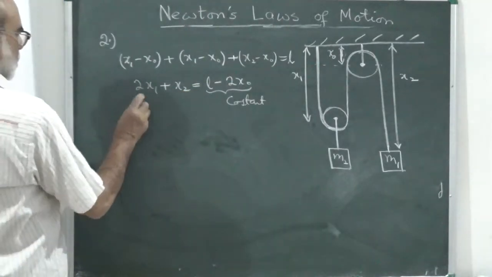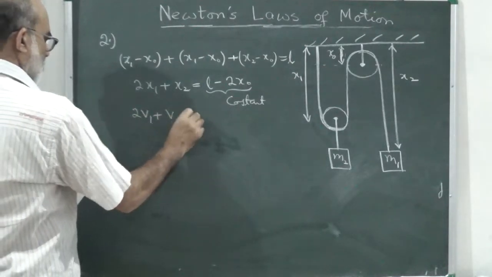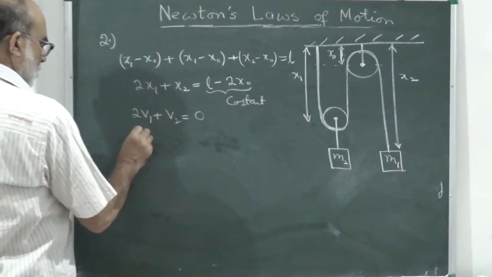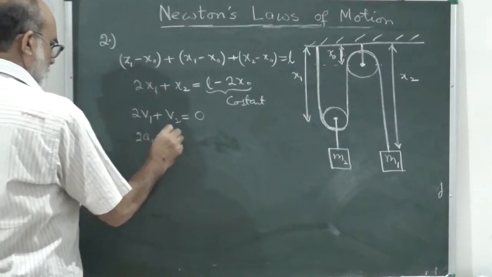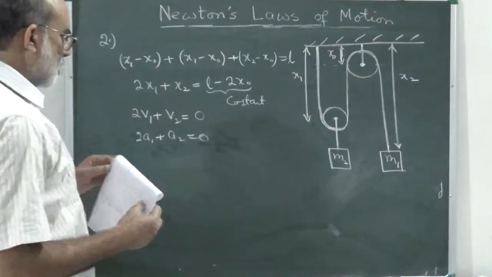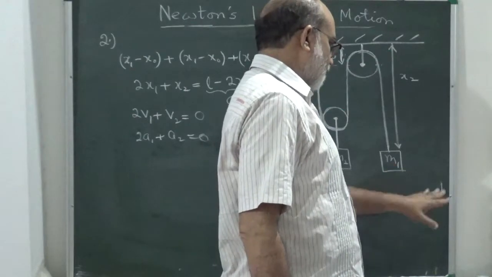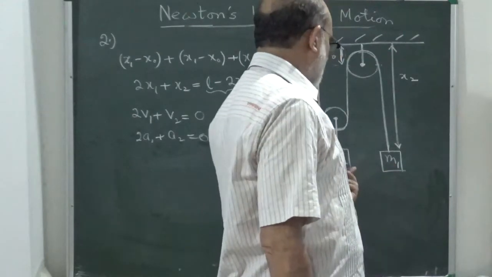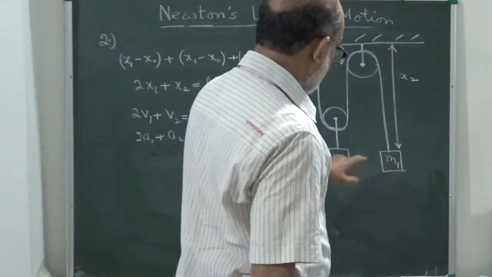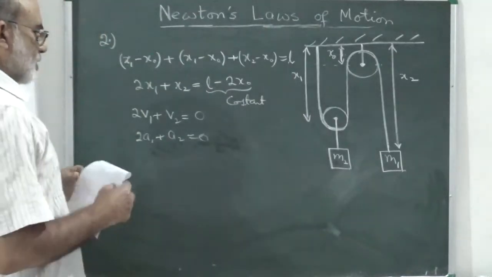If you differentiate this, you will get 2 times v1 plus v2 is equal to 0. Differentiate again with respect to time, you'll get 2a1 plus a2 is 0. It means the accelerations of m1 and m2 are related. If this is the acceleration a1 of mass m1, this is the acceleration of m2. These are related by this equation, 2a1 is equal to a2.